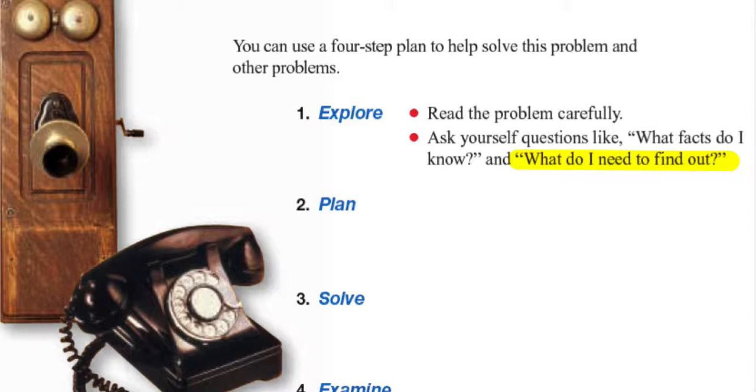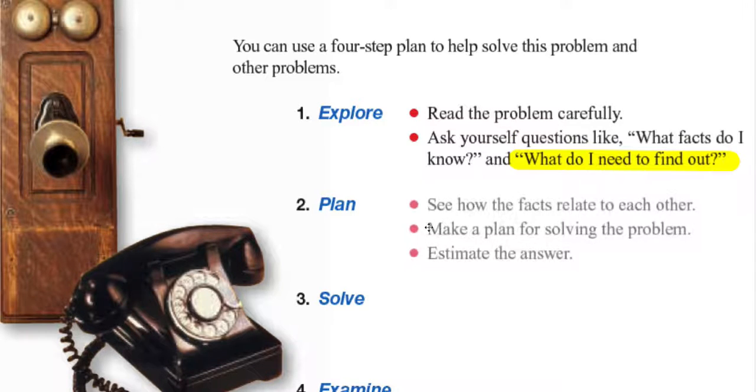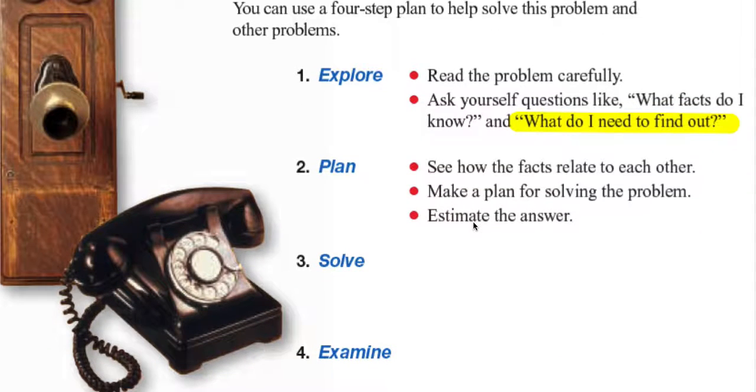Okay, from there we move on, and let's plan how to solve the problem. After reading the problem and finding out what the facts are, see how the facts relate to each other, and then create a plan for solving the problem. The best way to do that is to try to estimate the answer first. Again, plan: see how the facts relate to each other, make a plan, and then estimate the answer.